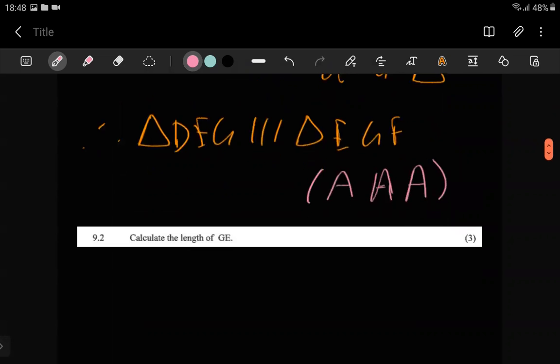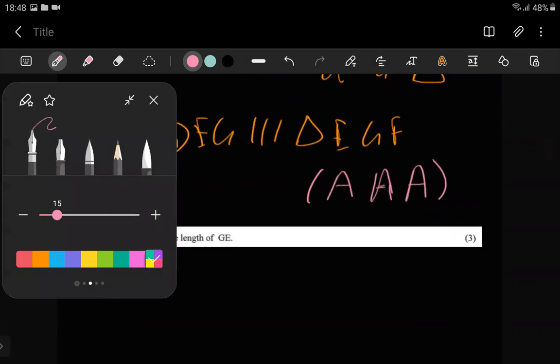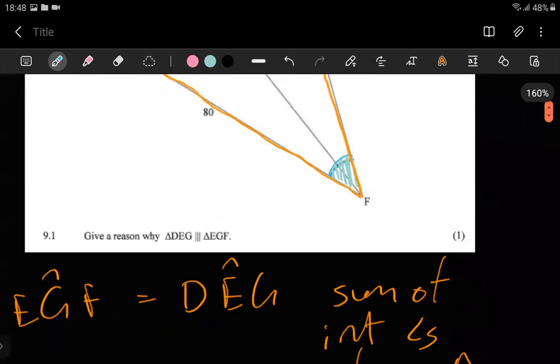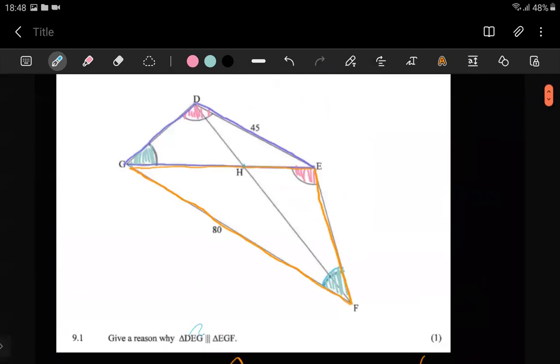But before we can worry about calculating the length of GE, the one thing I can say is, if you have proven similarity, as long as your letters here are corresponding, meaning that the D in this triangle, let's see here, there is DEG, and there's EGF. So the angle D in this triangle is equal to the E in this triangle. That's what we should see. But let's just look at it again. DEG, and then you have EGF.